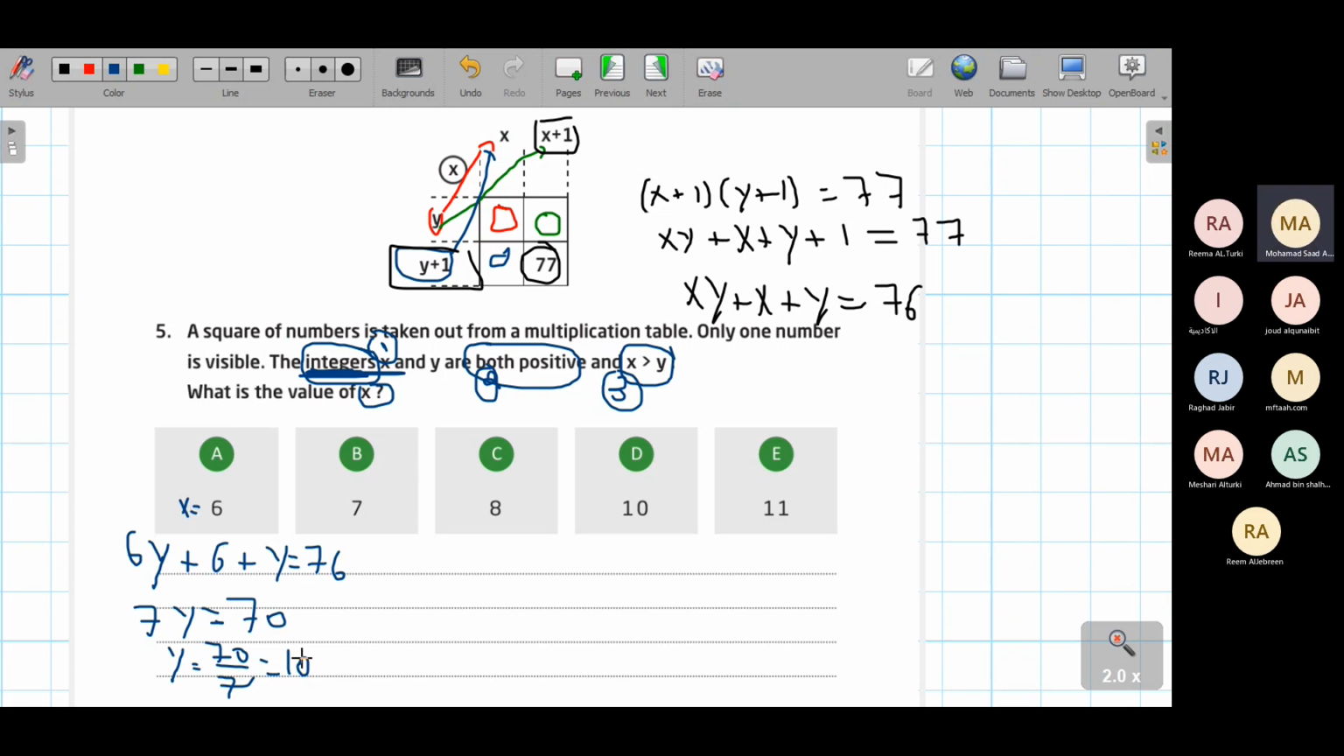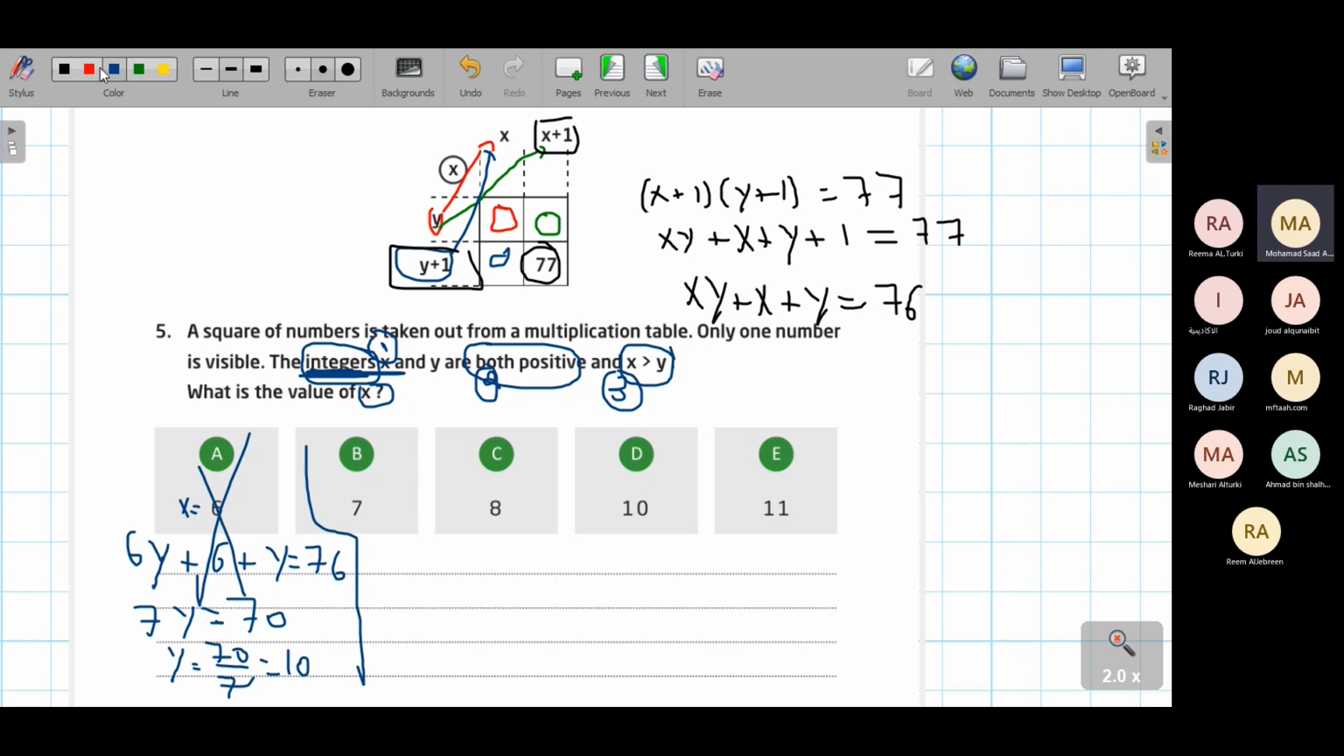Both of them are integers, and both of them are positive. But do I have x strictly greater than y? Is 6 greater than 10? No. So this is not our answer. I will move to B.